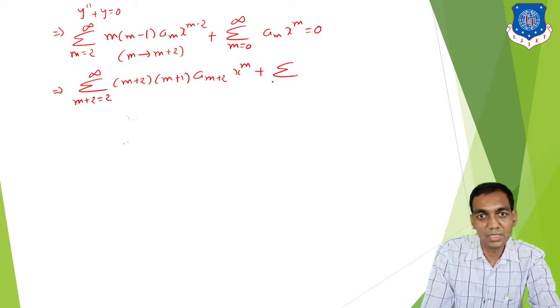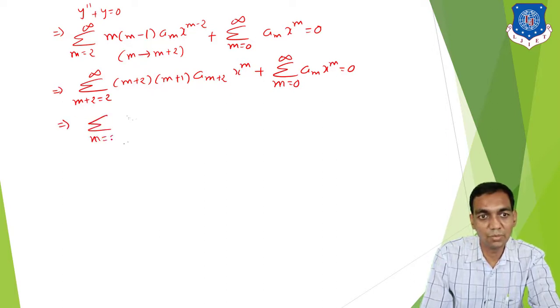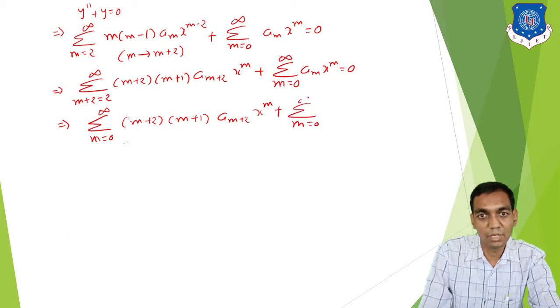And this is going to be plus sigma m running from 0 to infinity am x raised to m is equal to 0. So if you simplify, then this term is going to be sigma m running from 0 to infinity m plus 2 into m plus 1 a of m plus 2 x raised to m plus sigma m running from 0 to infinity am x raised to m is equal to 0.